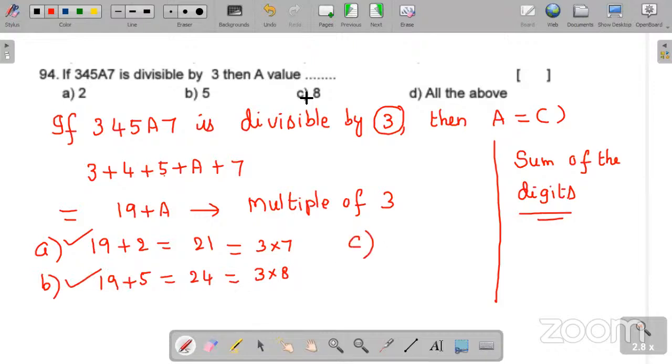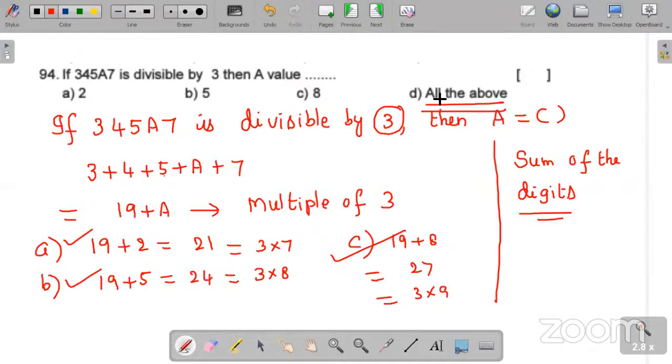Go for C. Now 19 plus 8. 19 plus 8 is 27. That we can also write as 3 into 9. It's also divisible by 3. So that means all of the above. D is the right option.